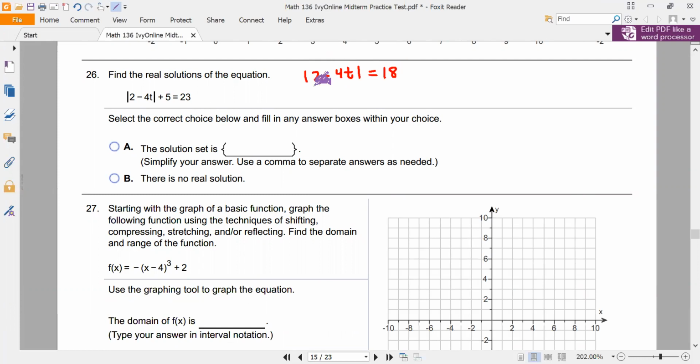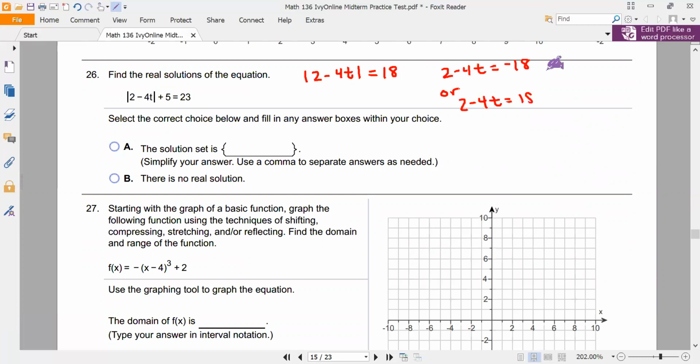Now, remember, there's two possible ways this could work. Either the inside was a positive 18 before they took the absolute value, and that would give me 18, or the inside was a negative 18 before they took the absolute value, which also has an absolute value of 18. So you have to set up both of those possible insides for your absolute value. So this is one case, or here's the other case.